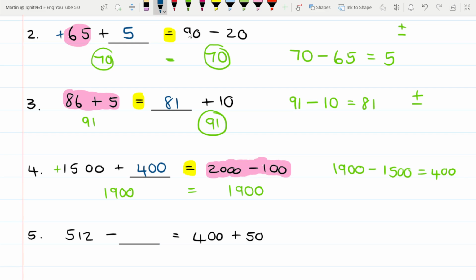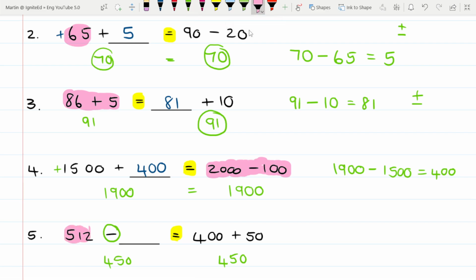Last one, 512 minus something gives us 400 plus 50. So 400 plus 50 is 450. And because there's an equal sign, we know that left and right have to be the same. And now we've got a challenging one. So firstly, this is the first time we come across a minus sign, right? But don't be scared off, because we know that the original value was 512.